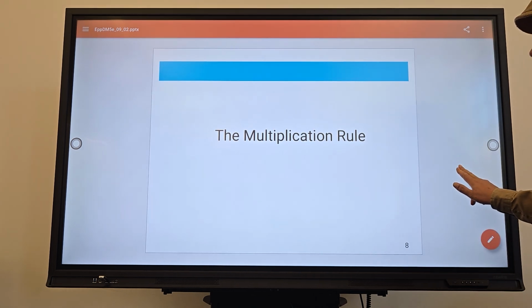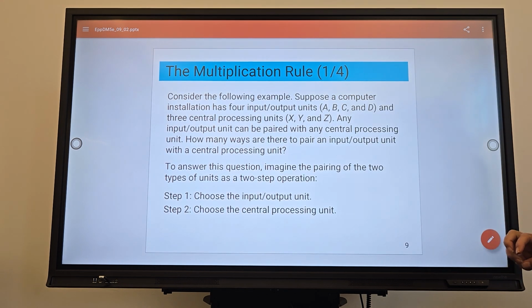The multiplication rule. Consider the following example. Suppose a computer installation has 4 I/O units and 3 CPUs. Any I/O unit can be paired with any CPU. How many ways are there to pair an input-output unit to a central processing unit?